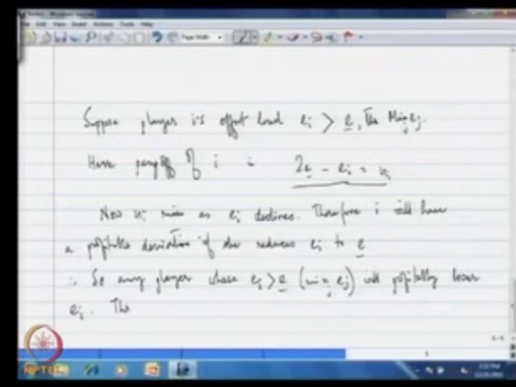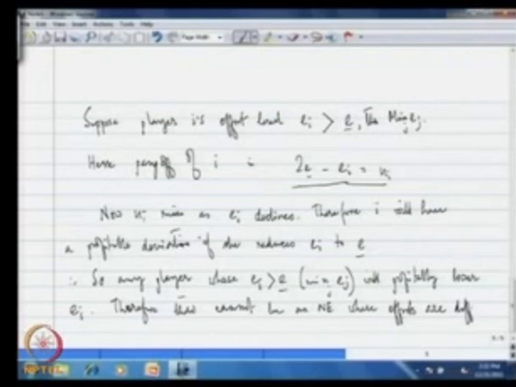Therefore, there cannot be a Nash equilibrium where efforts are different. So, the only Nash equilibrium that there can be in this game is where efforts put by all the players are the same. So, that is the exercise. We shall do one example and then close this lecture.